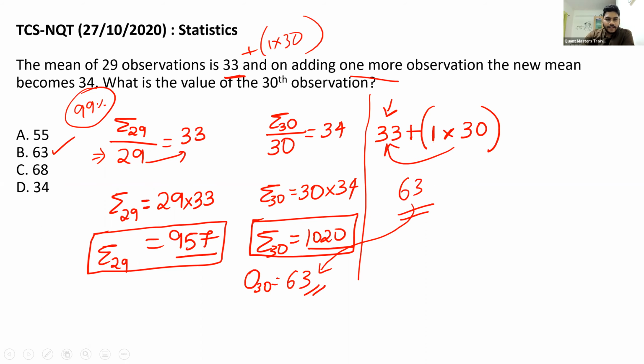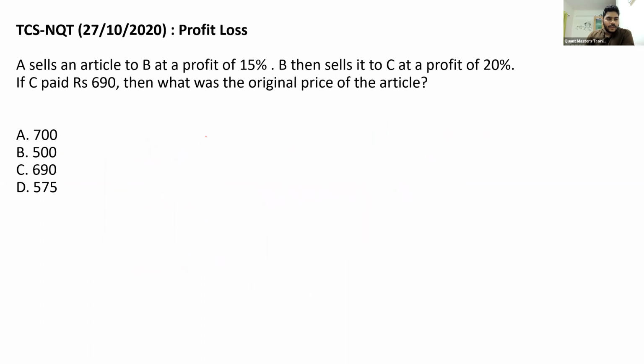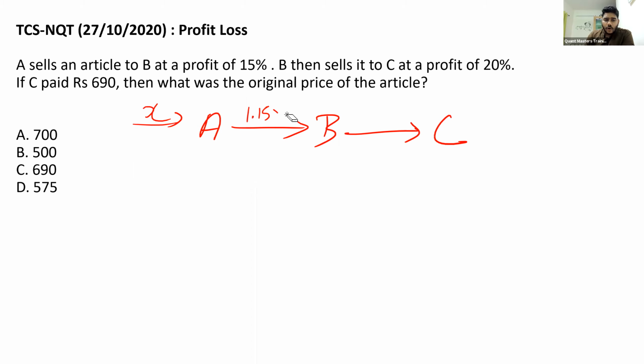Let's go to the next one. Profit and loss. A sells an article to B at a profit of 15%. B then sells it to C at a profit of 20%. If C paid rupees 690, then what is the original price of the article? Now see, you don't have to draw diagrams like this. A selling to B, B selling to C. Let A buy at x. He is selling to B at a profit of 15, meaning 1.15x. All this is not needed.